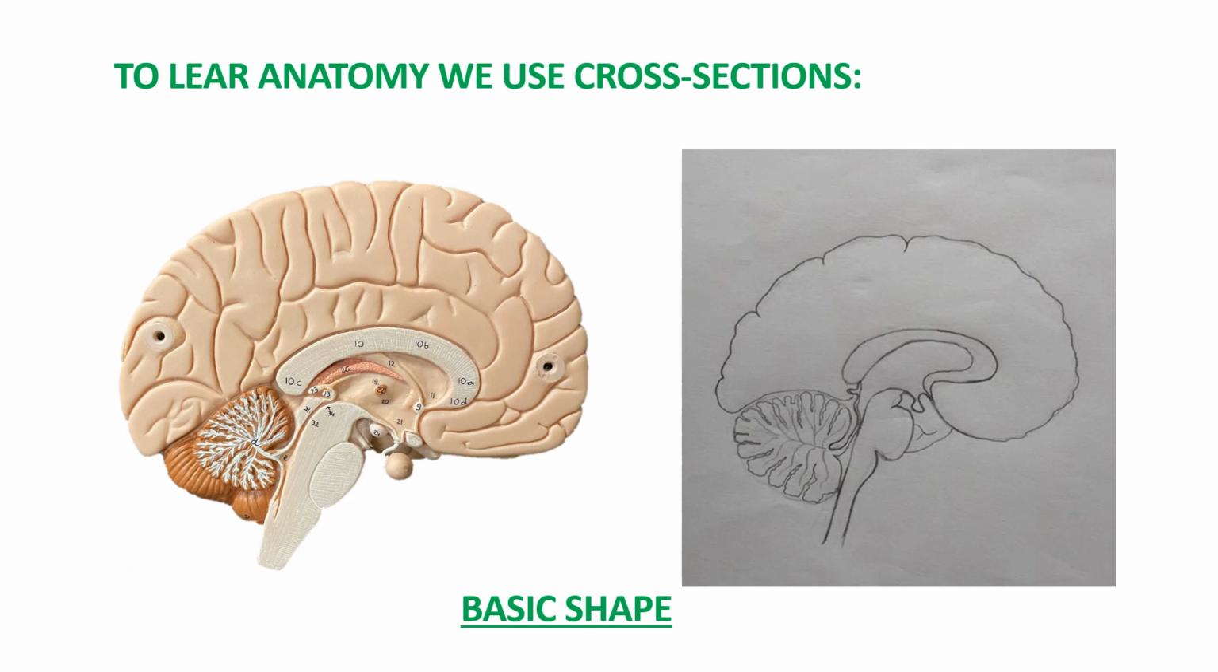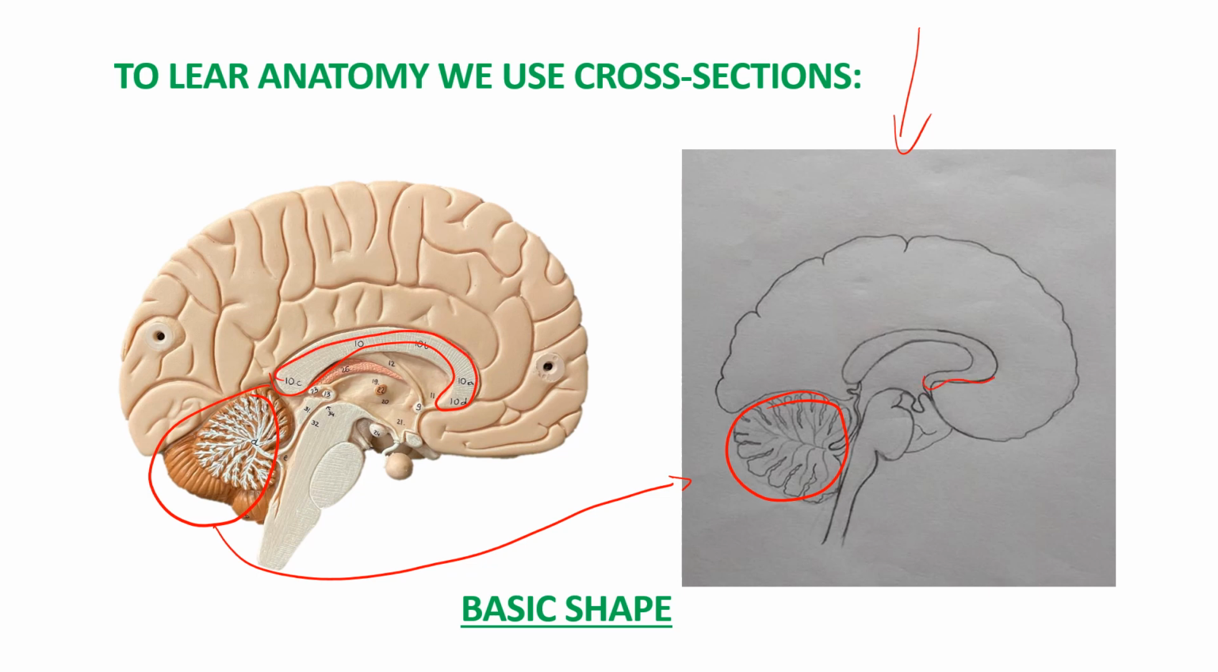This is another example. This is the image that I want you to have in your brain. All right, this is what you need to look for. So you see, this is the very basic shape of the cerebellum. See, this structure here is the very basic shape of the corpus callosum. This is the pons, which is this one.